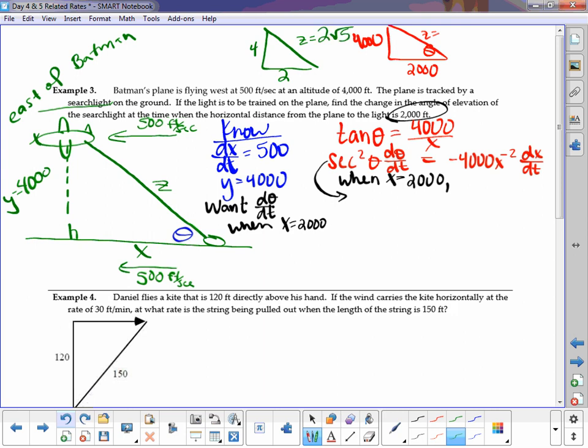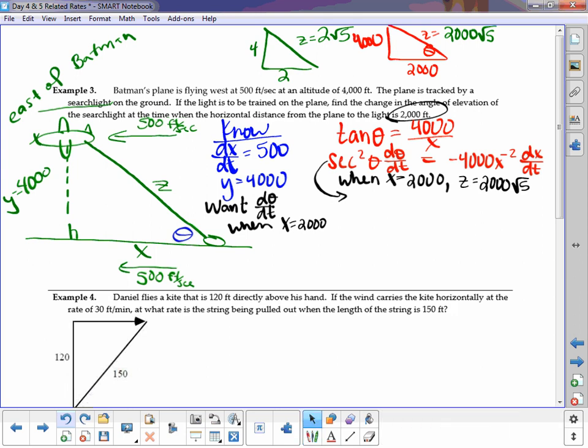So I scaled it down by a factor of 1,000. Now let's scale it back up by a factor of 1,000, so I get 2,000 root 5. Does that make sense there? That can make it a little bit easier to deal with. Okay. So when x is 2,000, that means that our z is 2,000 root 5.